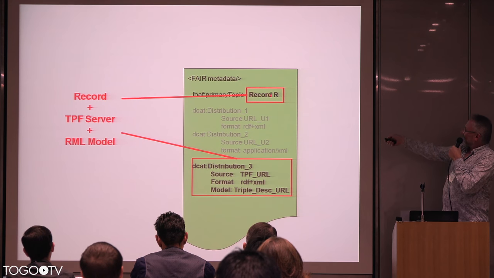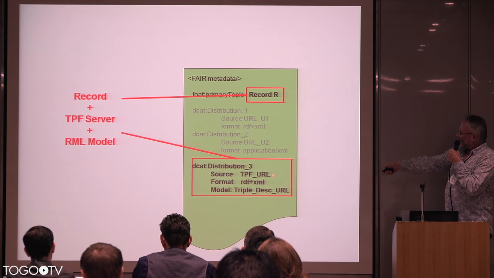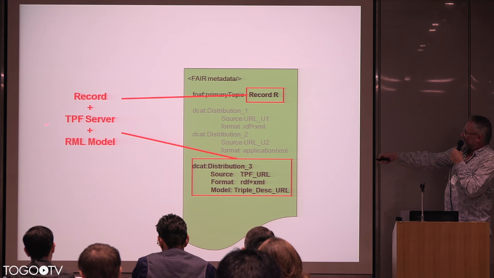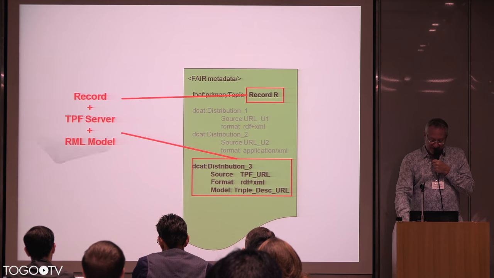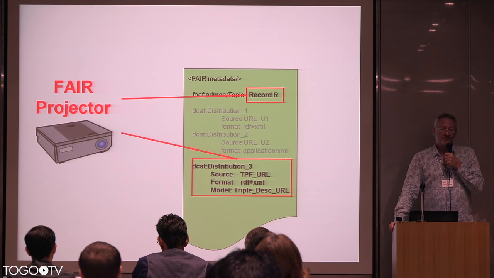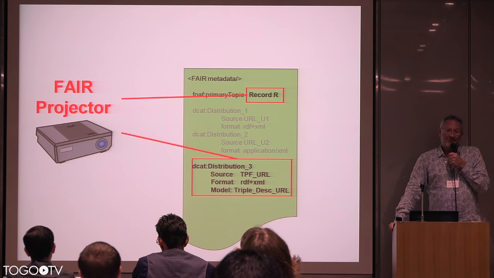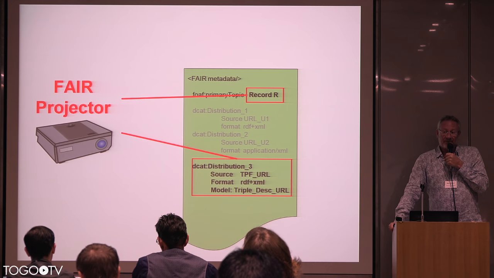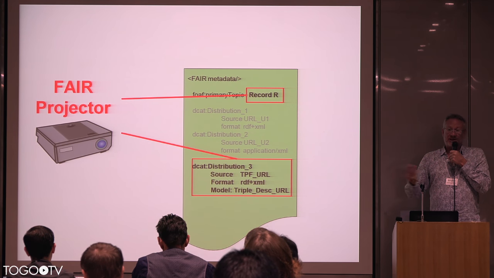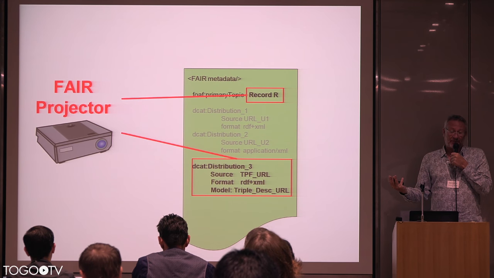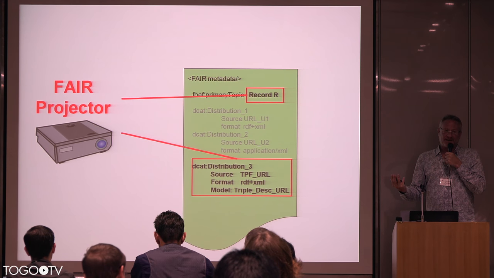So here's the record, here is the URL for the Triple Pattern Fragment server, and here is the model that describes the output from that Triple Pattern Fragment server, and we call that a FAIR Projector. You have to write them, of course, so the TPF server has to be written, but they're actually not hard to write, because TPF serves single triples, subject, predicate, object. Every one of those triples is exactly the same. So they're extremely easy to write.